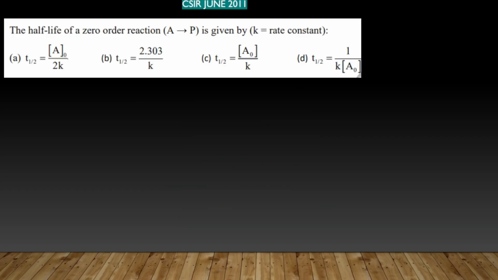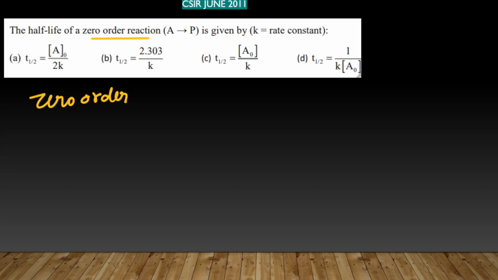So let us begin with the first question. This is from the CSIR June 2011 exam. The first question says: the half-life for a zero-order reaction, A to B, is given by. Simple question, the half-life expression is being asked for the zero-order reaction.